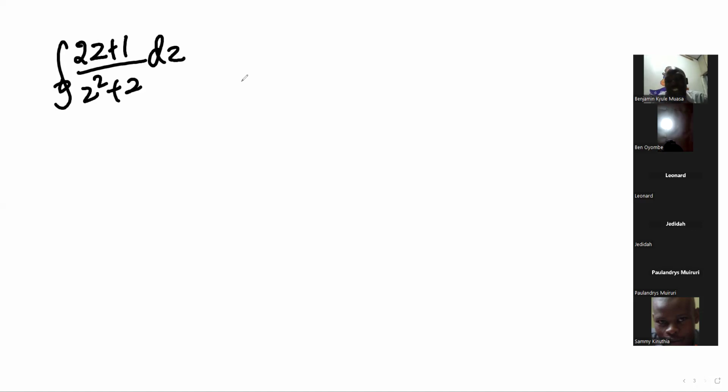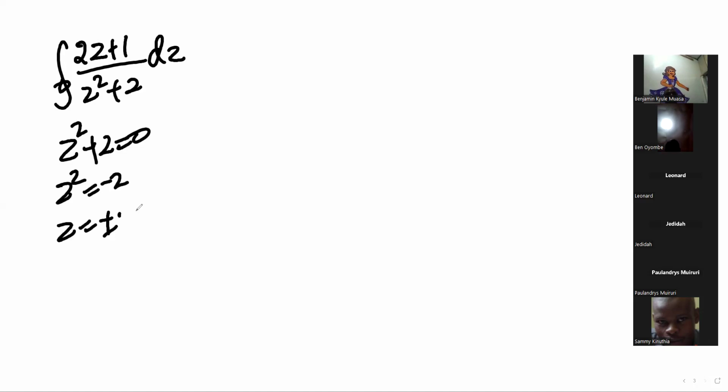So which is the first procedure? Finding the poles. So when you set the denominator equal to 0, like when you do those steps, at least you cannot miss marks. So z squared plus 2 is equal to 0. We have z squared is equal to minus 2. So z equals plus or minus what? 2i. So these are the poles.